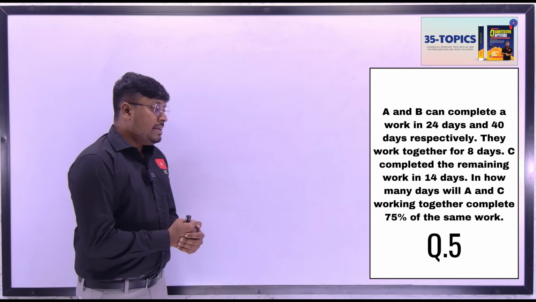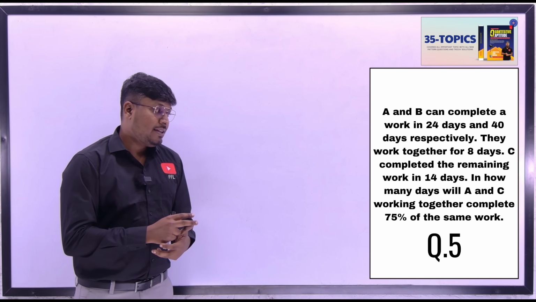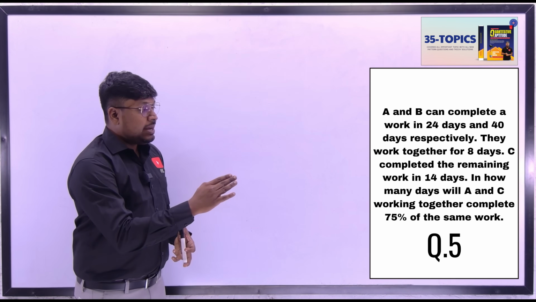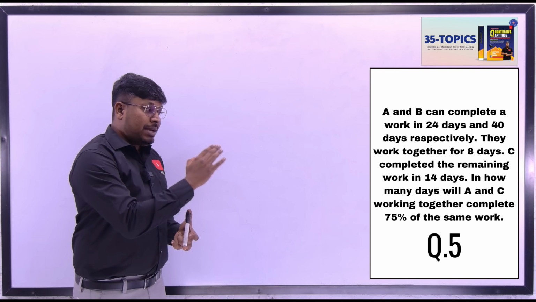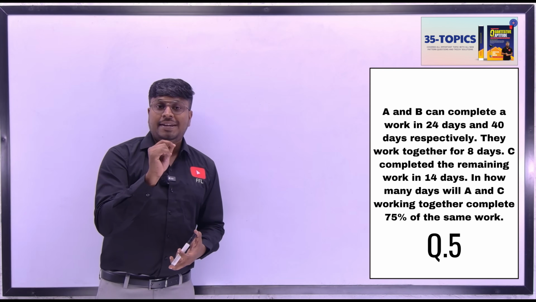So A and B can complete a work in 24 days and 40 days respectively. They work together for 8 days. So C completes the remaining work in 14 days. How many days can A and C working together complete 75% of the work?